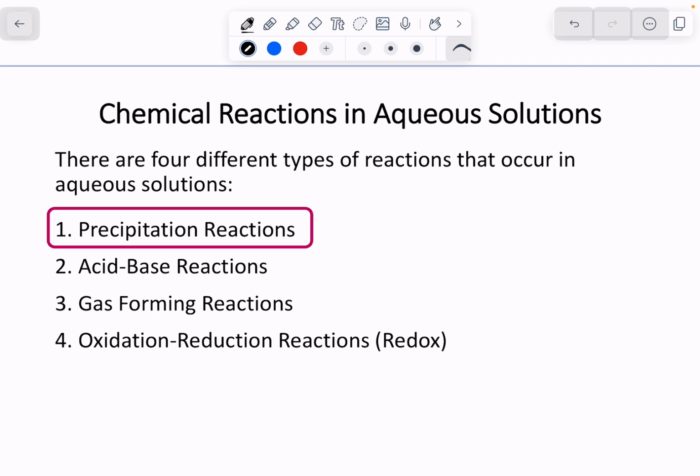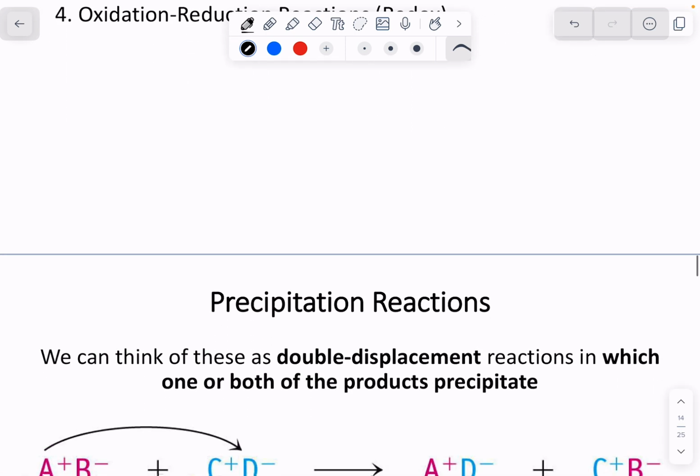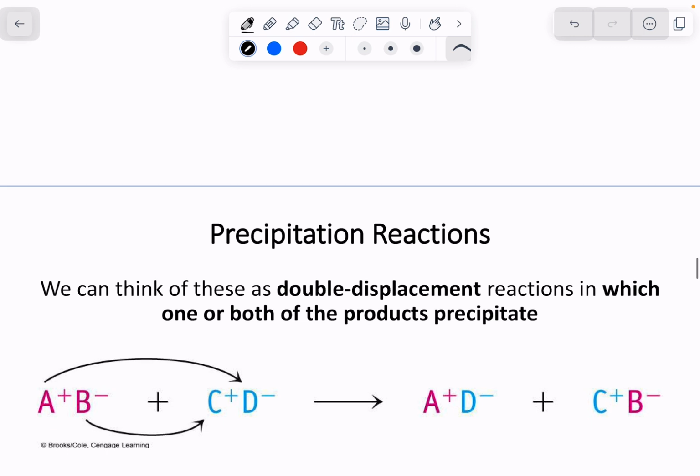rock. So another type of reaction that I want to talk about is the precipitation reaction. We're going to use the solubility rules that we just talked about, and apply them to a double displacement reaction. So let's take a look at what we're talking about. In a precipitation reaction, it's really a double displacement.